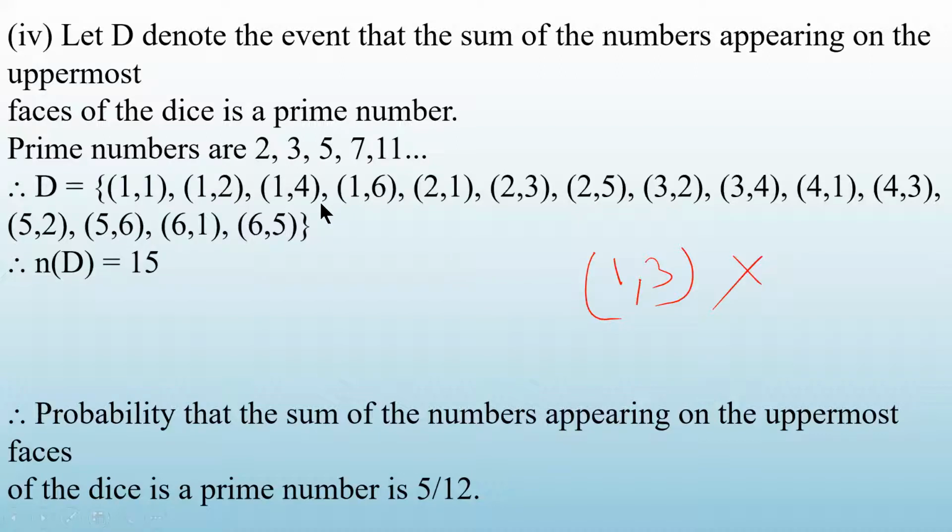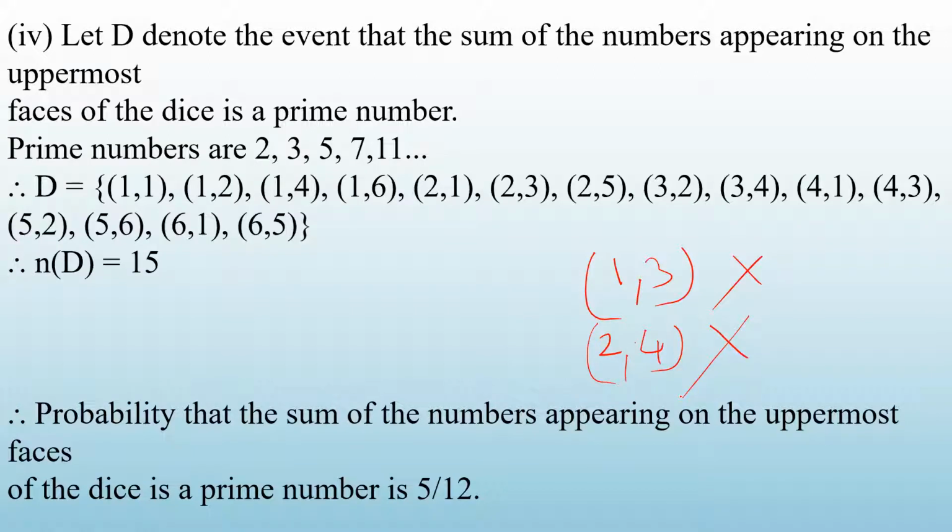1, 4 है? Yes. 1, 6 है. Okay. Now start with the row of 2. So 2, 1, yes. What about 2, 2? No. 2, 3? Yes. 2, 4? 2 and 4? No. क्योंकि अगर 2 और 4 को add किया तो 6 आएगा. And 6 is not a prime number. So this will not come.